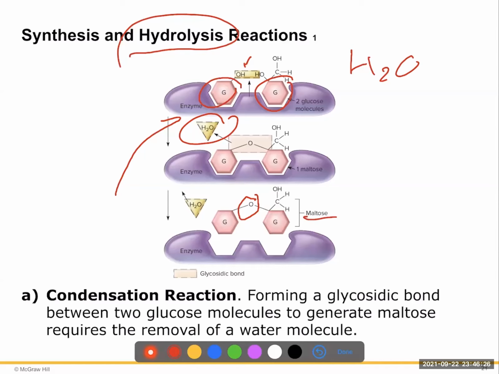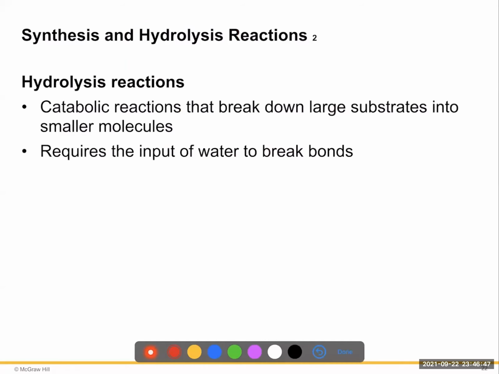This is what's called a condensation reaction, water releasing. It forms a glycosidic bond between two glucoses. To generate maltose requires the removal of a water molecule, an H from one of them and an OH from the other. And then you have your oxygen bond, which is your glycosidic bond. So hydrolysis reactions are catabolic reactions that break down large substrates into smaller molecules, and they require the input of water to break the bond.